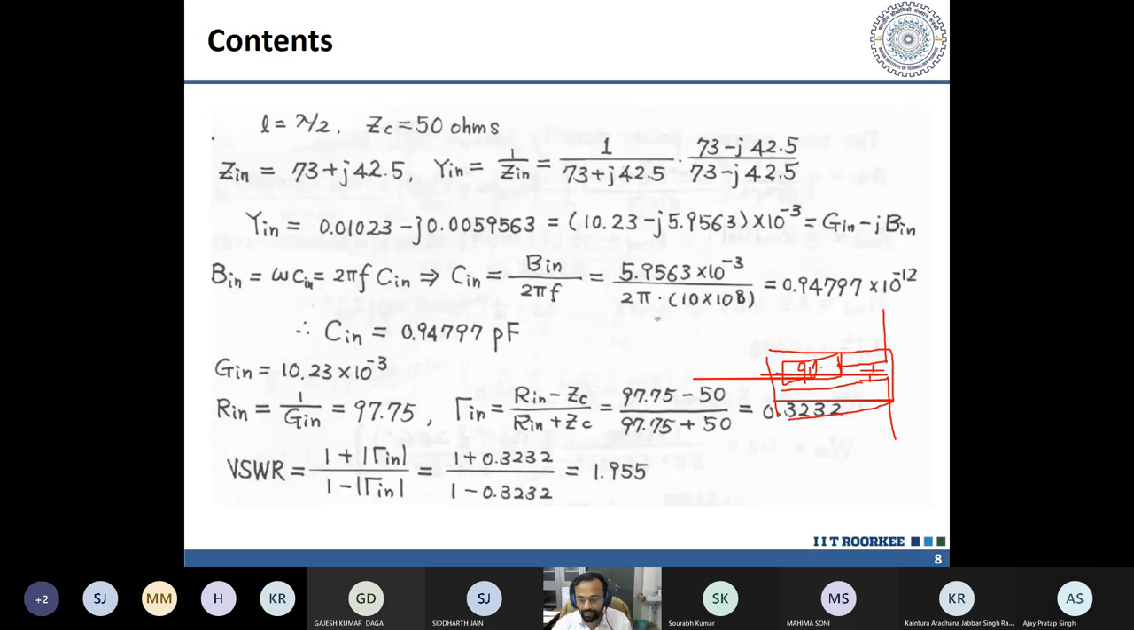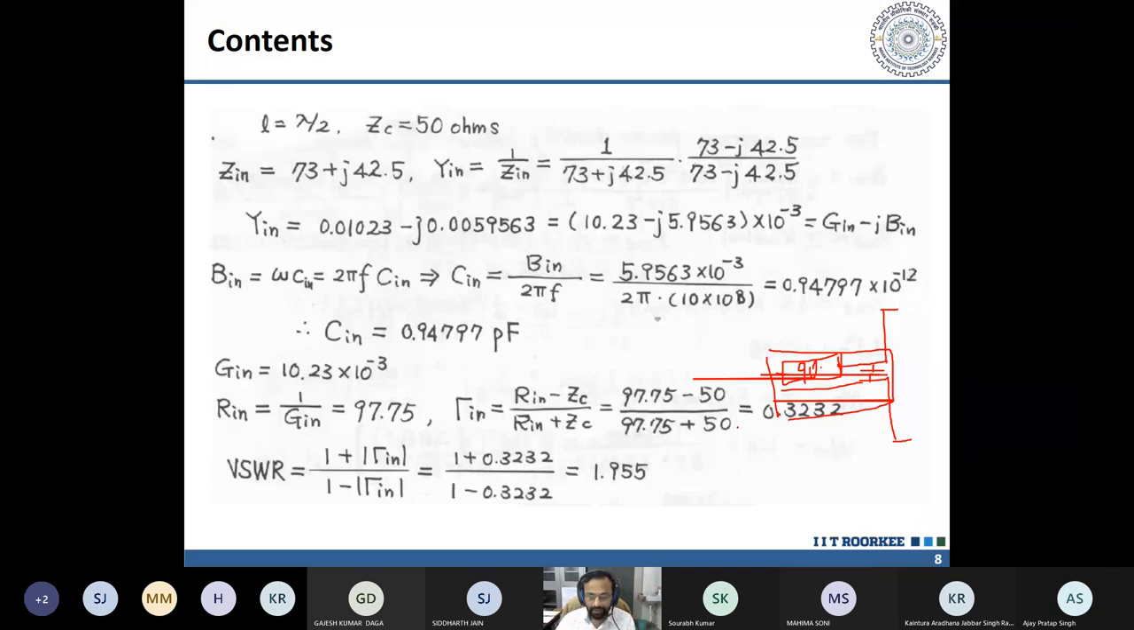So you can remember this problem so that in the field, if you want to design a matching network, you know exactly what you need. You need a capacitance and a quarter wave transformer. Suppose the antenna is fixed, for some reason you cannot trim it. In such a case, the matching network required is a capacitance and the quarter wave transformer.